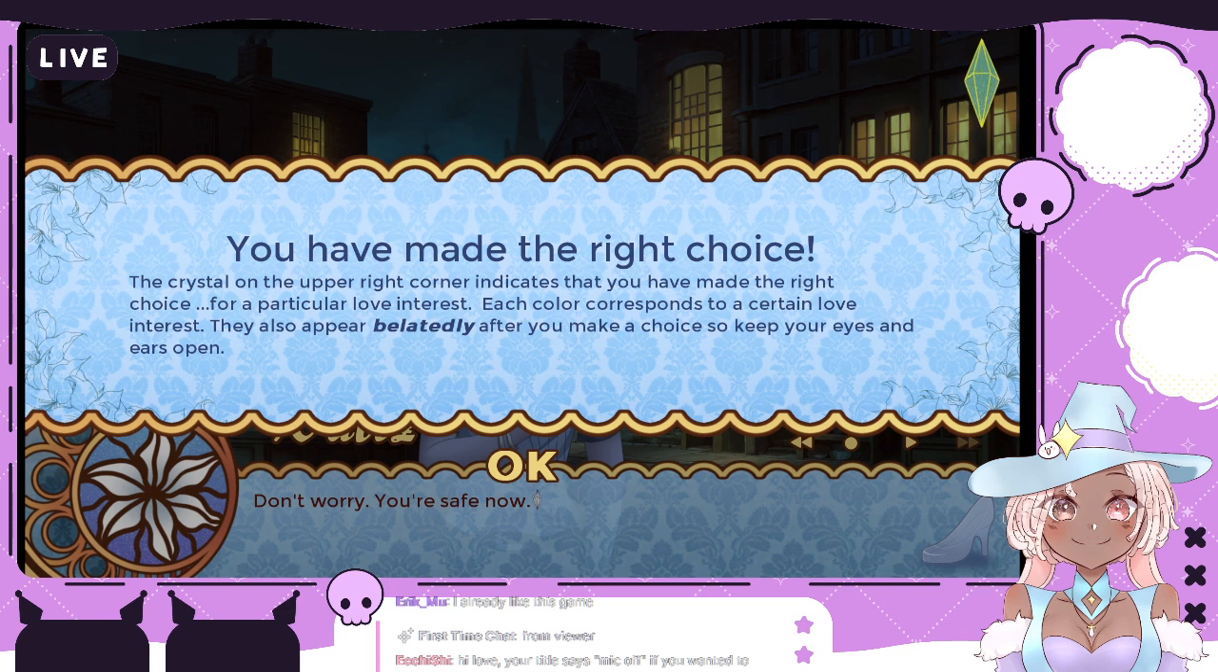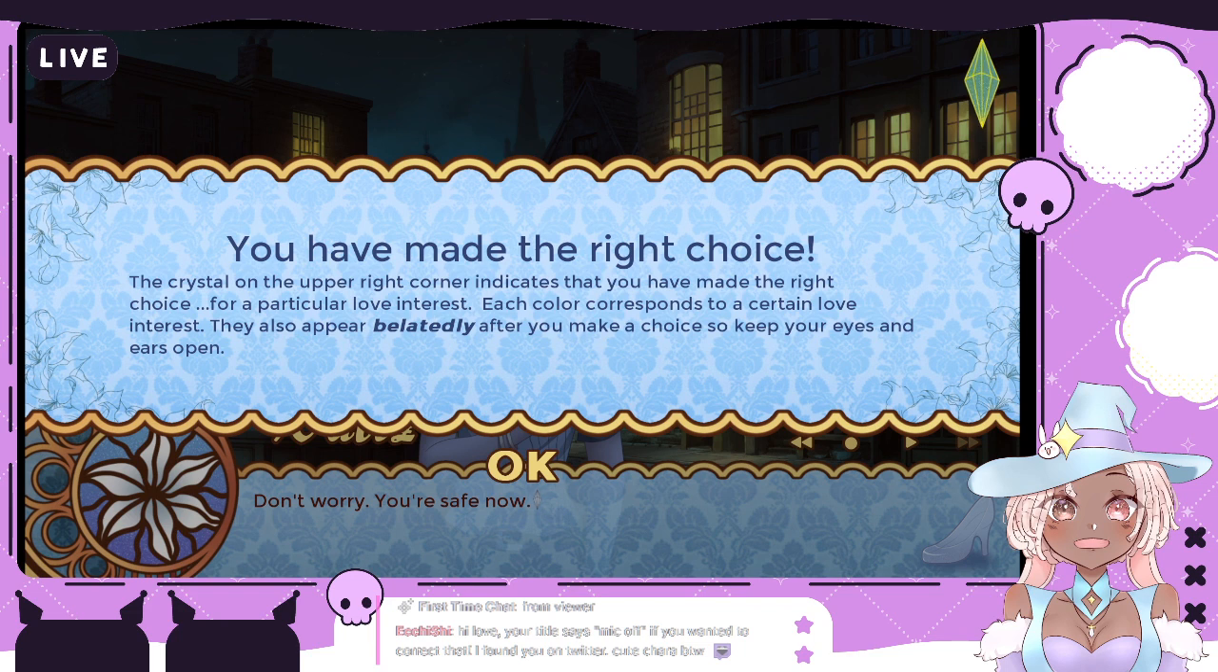No, you have made the right choice. The crystal on the upper right-hand corner indicates that you have made the right choice for a particular love interest. Each color corresponds to a certain love interest. They also appear blatantly after you make a choice, so keep your eyes and ears open.